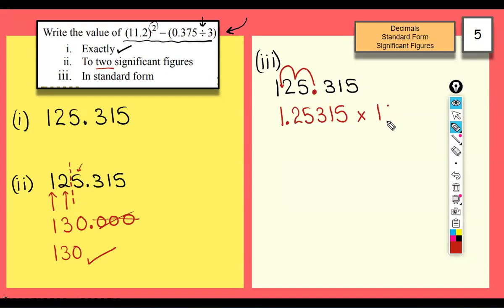1.25315 multiplied by 10 to the power positive 2. Remember, when it goes to the left, the number above that 10 is going to increase by 1. So it went from 0 to 1 to 2.